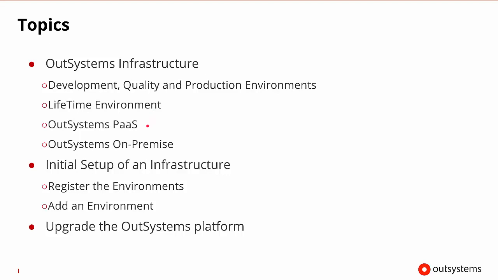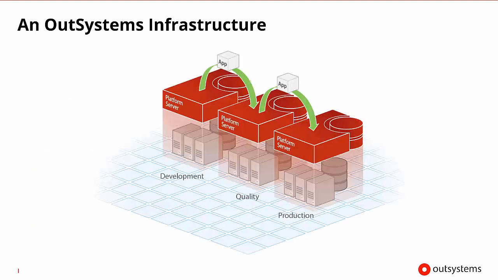OutSystems can be run as a platform as a service where the infrastructure exists in the cloud. It also can be installed on-premise where you have complete control of it in your own data center. Then we'll talk about the initial setup of the infrastructure, how to register environments and add environments as you need them. And we'll also talk about upgrading the OutSystems platform as new versions become available. So let's go ahead and get started.